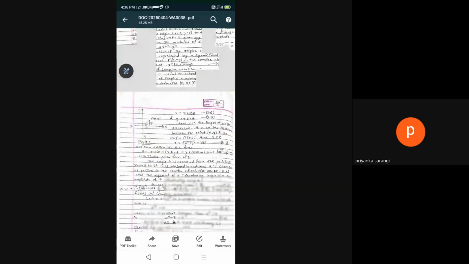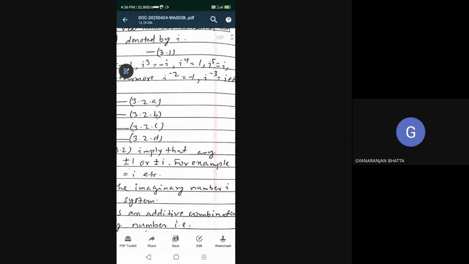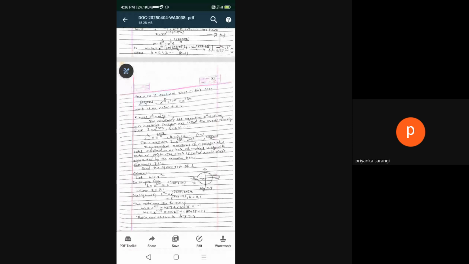I have explained it in the first part of the discussion. See here, i square is equal to minus 1. So let us put it in the example.